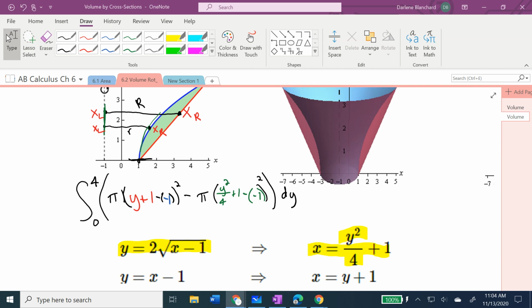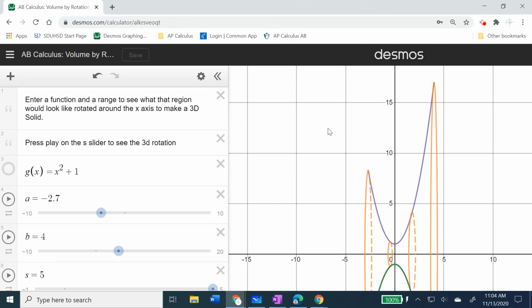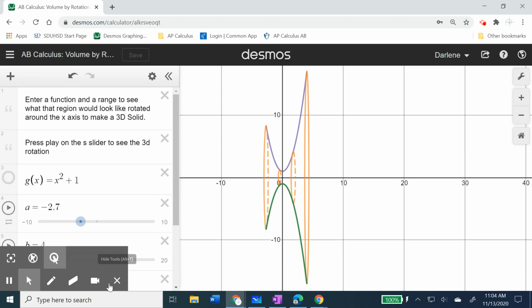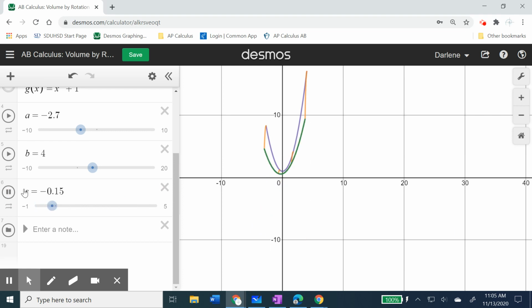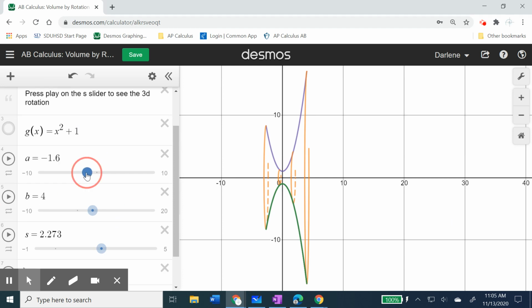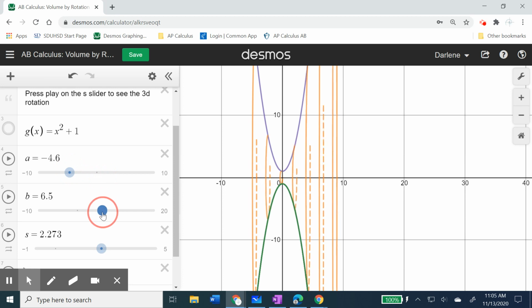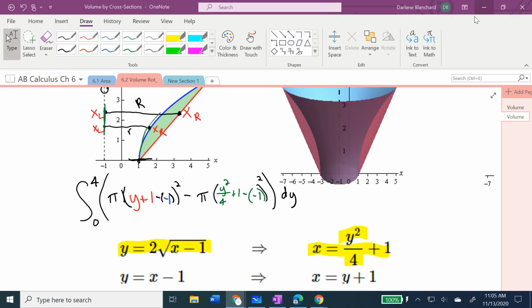Another thing that I found was a nice little Desmos where you can push play. Let me show you this. It's really cool. So you can see it being created. You can change the function. You can change the starting and the end point. So there are a lot of things out there that you can play with to help you out. And I'll put some links up, and you can even find your own stuff too.